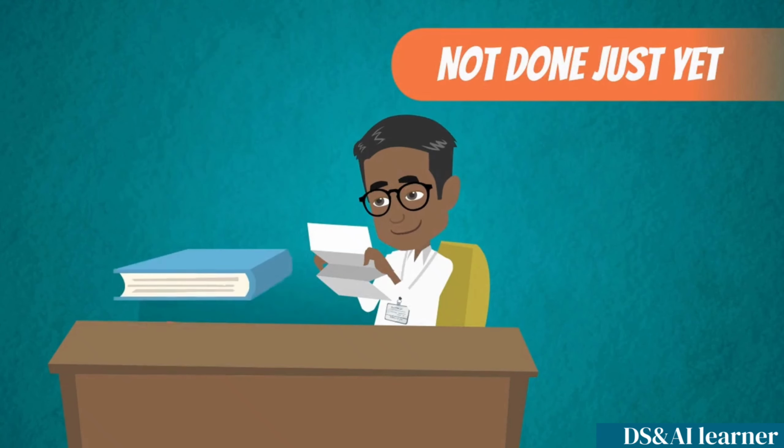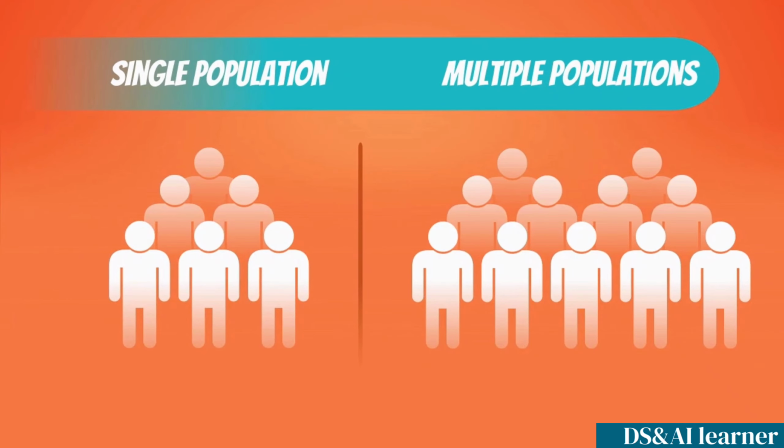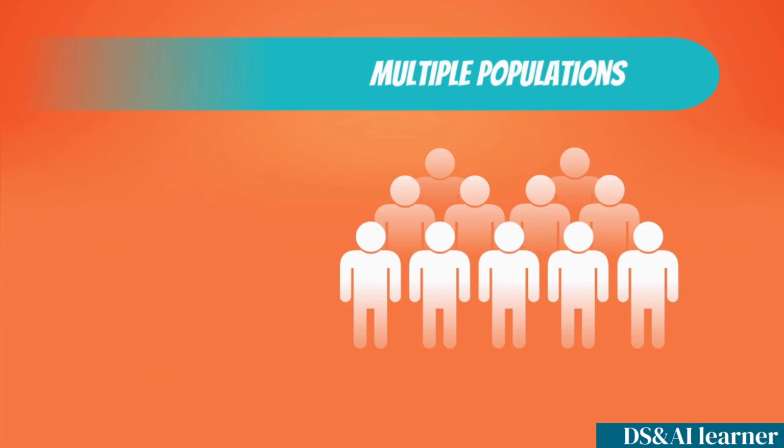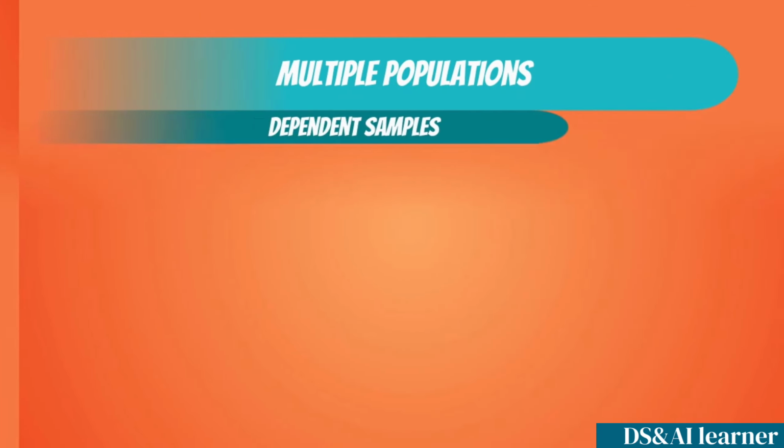We are not done with hypothesis testing just yet. Remember how we started with confidence intervals for a single population mean and then switched to examples considering multiple populations? Well, we are in the same situation here. Single populations are just the beginning. Time to do multiple means. We will start with dependent samples.